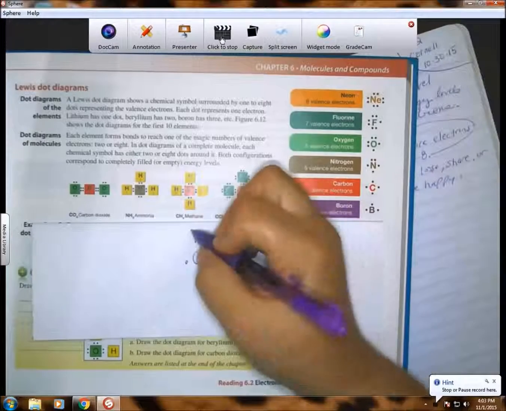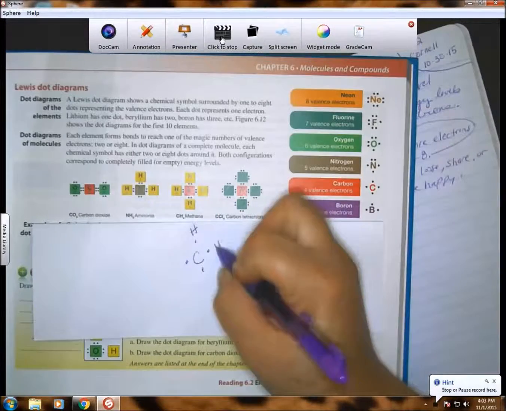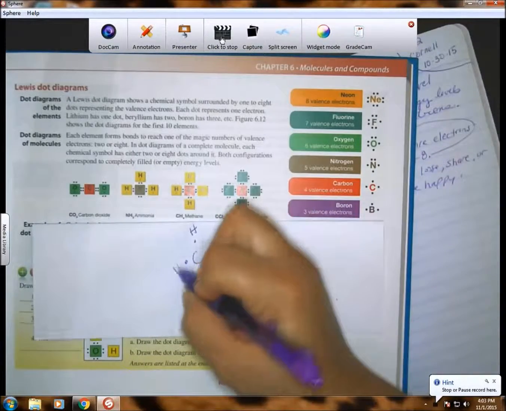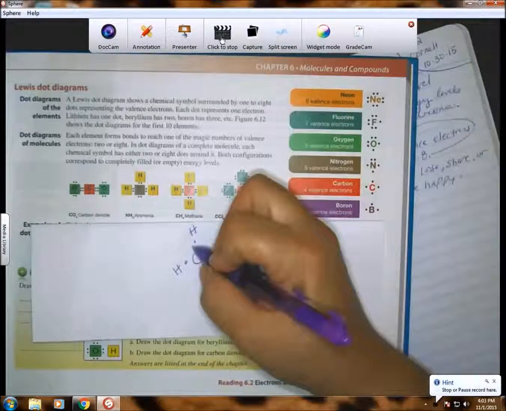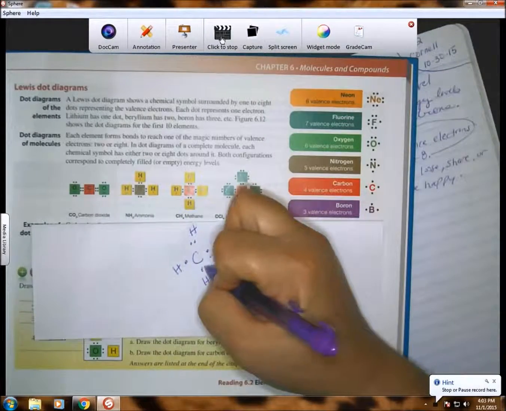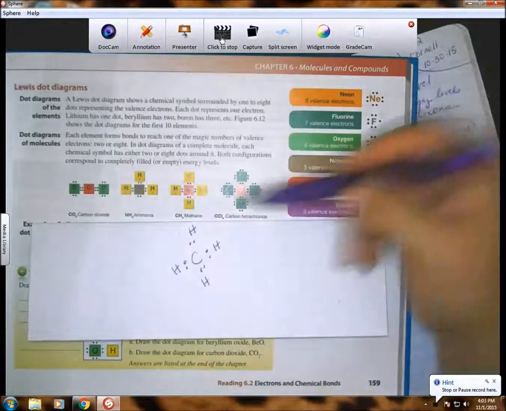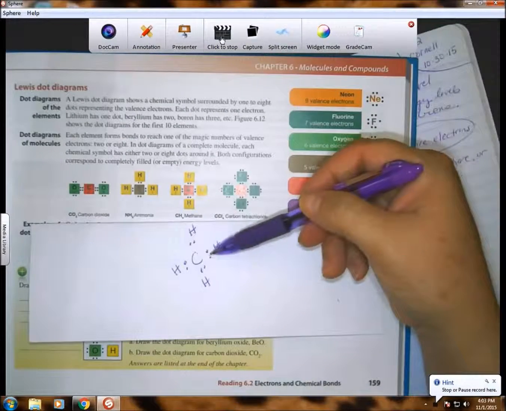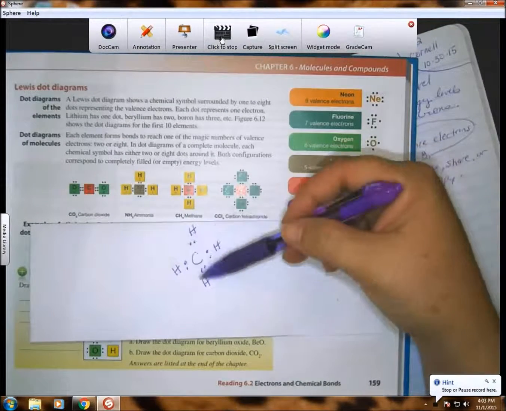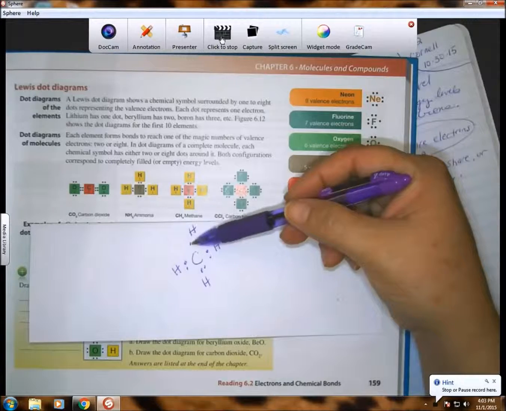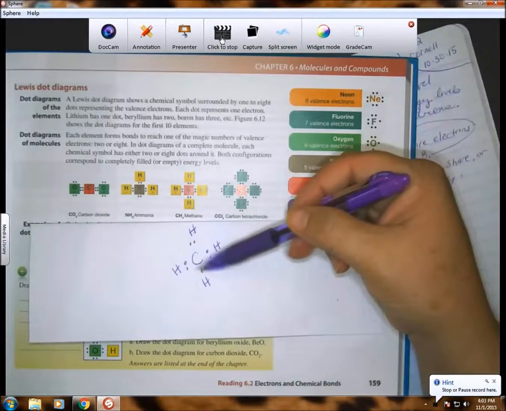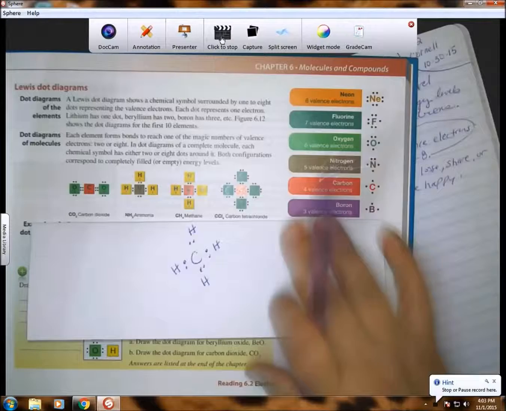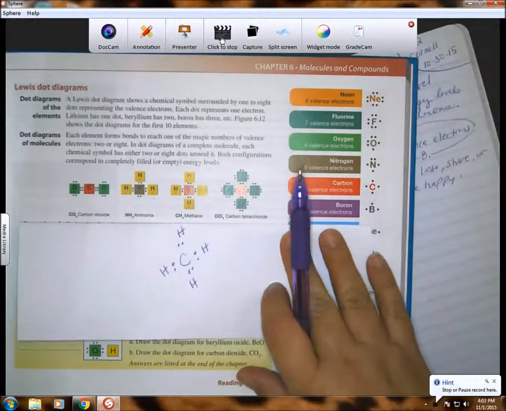So we're going to put an H, 2, 3. There are 4 hydrogens, and each one has 1 valence electron. So now hydrogen will have a full shell with 2 on each, and carbon will too, because now it has 8. 1, 2, 3, 4, 5, 6, 7, 8. Wonderful.